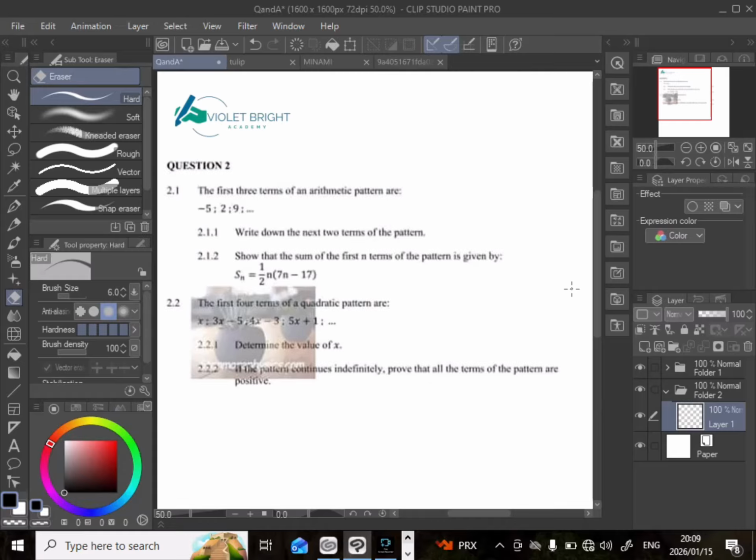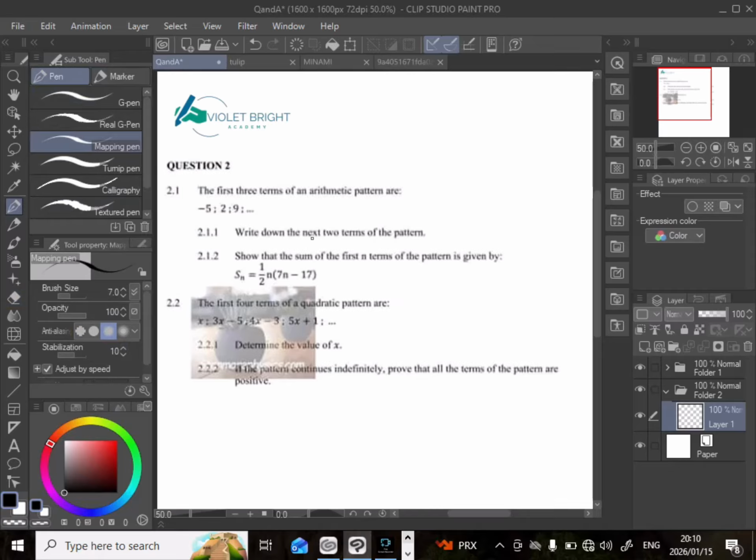Question 2.1 says the first three terms of an arithmetic pattern are -5, 2, 9, and it asks us to write down the next two terms of the pattern. Easy one. Now remember, how will you find the next two terms in the sequence?